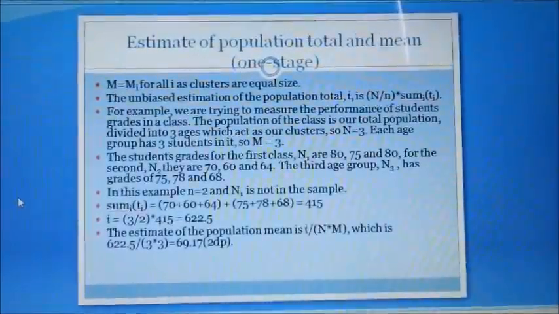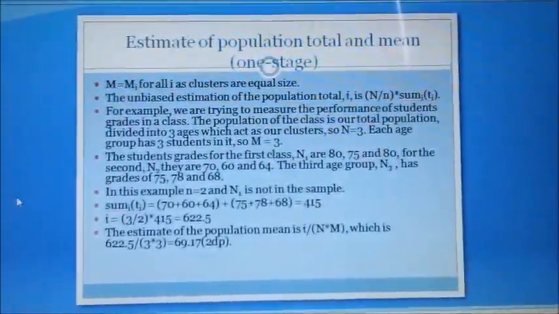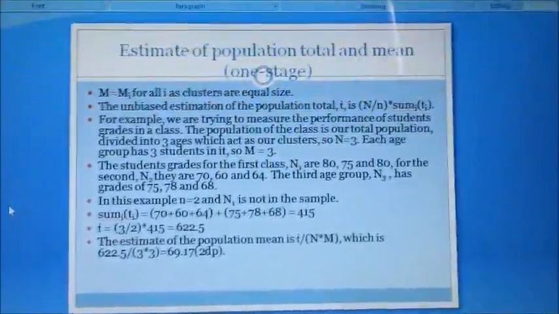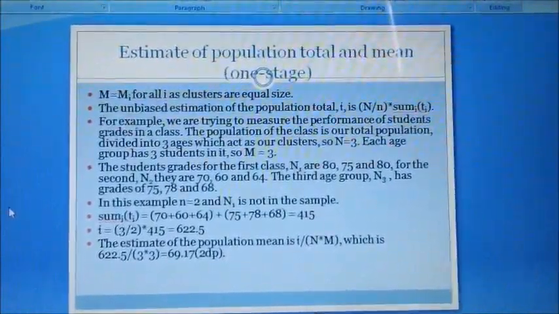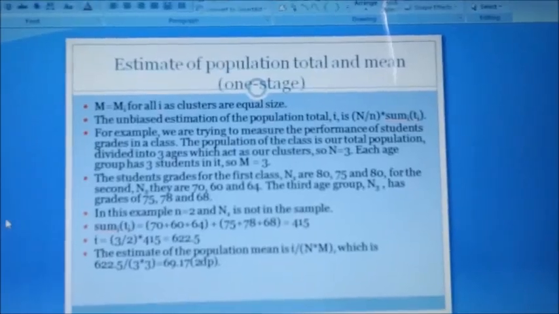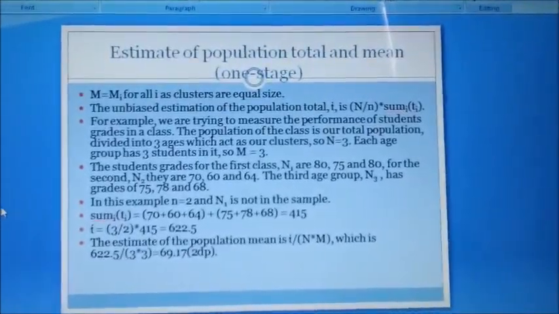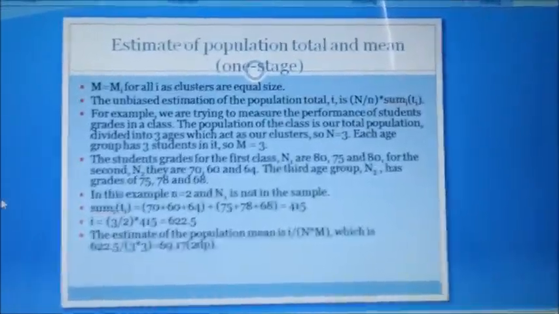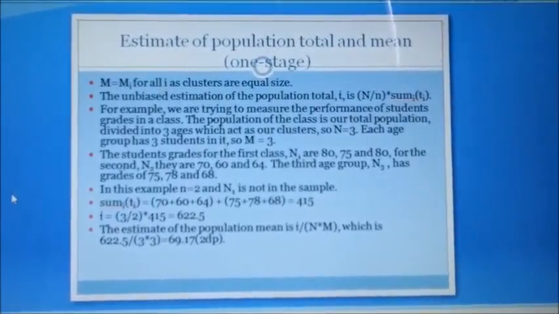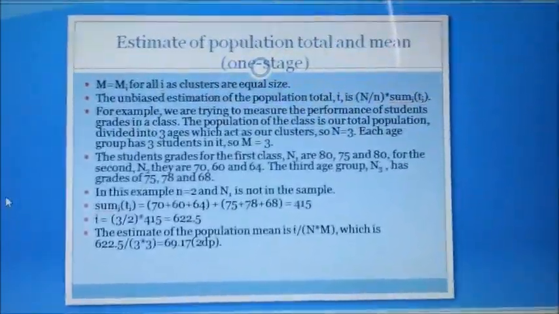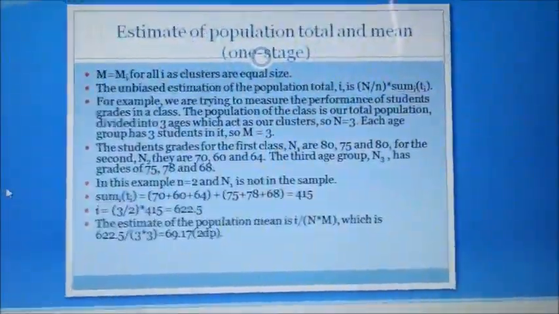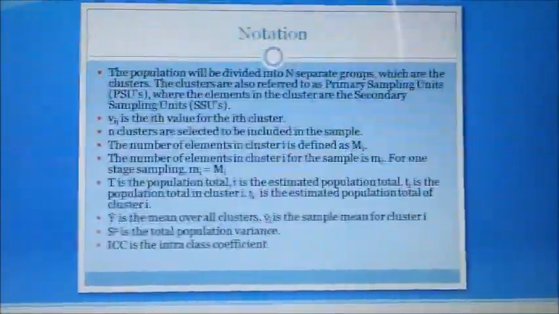t dot is then equal to N over n, which is 3 over 2 times 415, which is the sum of the ti's, and that comes out to be 622.5 as our estimate for t dot. The estimate of the population mean is then given as t dot divided by the population total, which is N times M, which in this case is 3 times 3, so you divide 622.5 by 9, and you have 69.17 as our estimate of the population mean, and 622.5 as our estimate of the population total.